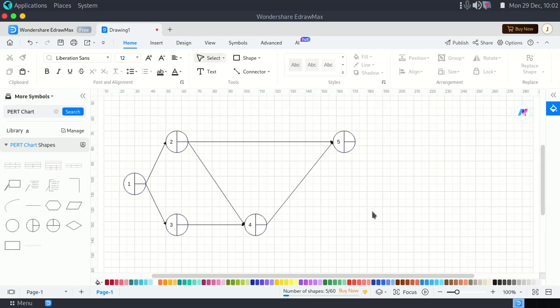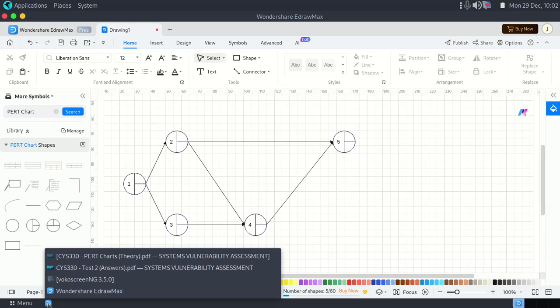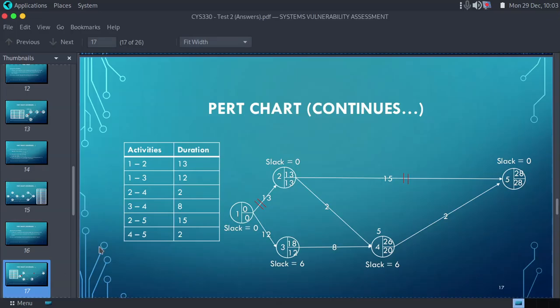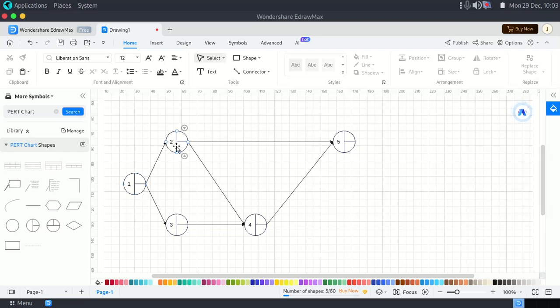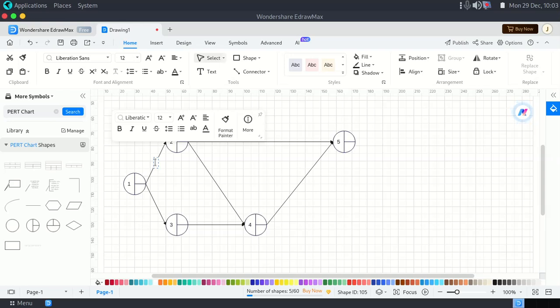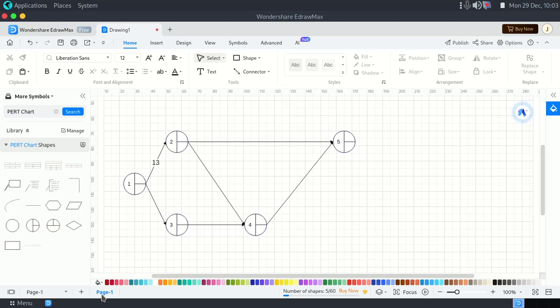This time around we have the durations. Even at first I remember the duration. For the durations, we'll start from 1 to 2. It is taking us 13, that's the duration. I'm not sure if it's hours or days, so it's taking us 13. So from 1 to 2 we represent 13 on this particular arc. Because now we don't have letters, it's just normal to do that.